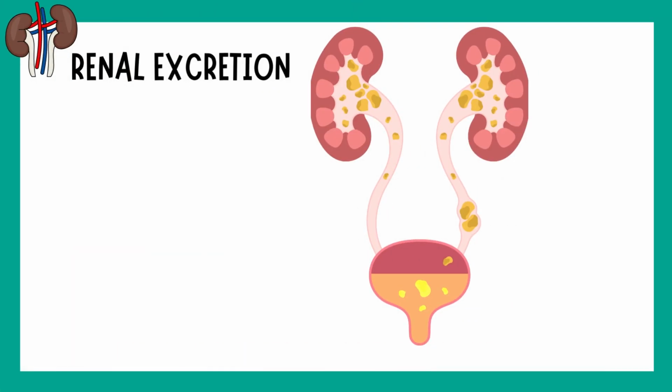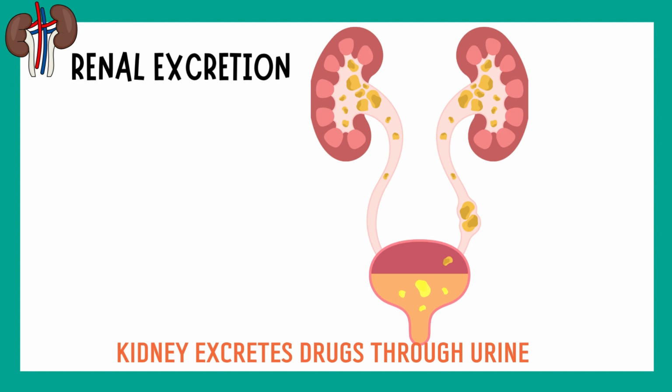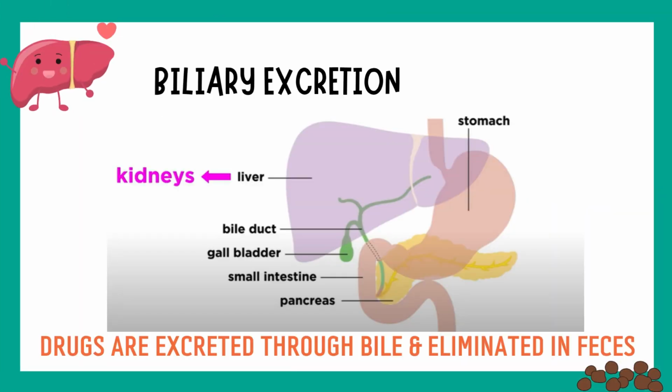The kidneys play a crucial role in eliminating many substances from the body. Substances are often filtered out of the bloodstream by the kidneys and excreted in urine. The liver is responsible for metabolizing many substances through enzymatic reactions. Once metabolized, the substance or its metabolites may be excreted into the bile, which is then eliminated from the body through feces. This process is known as biliary excretion.